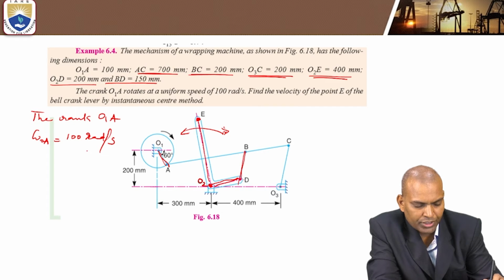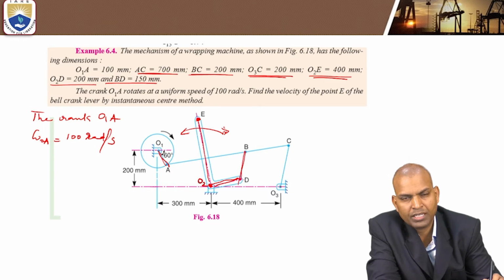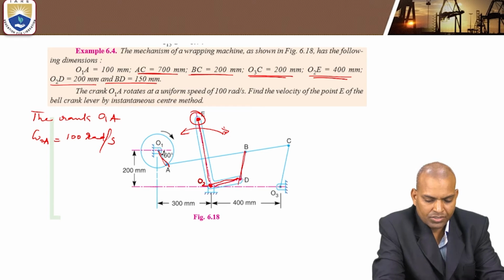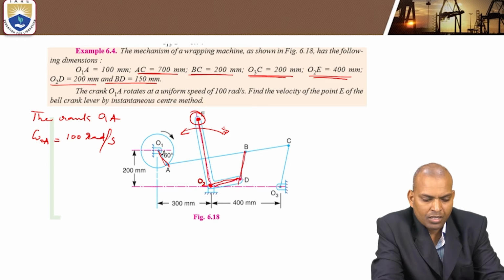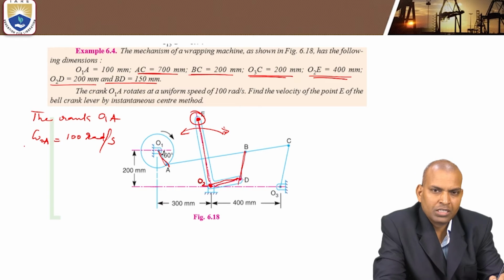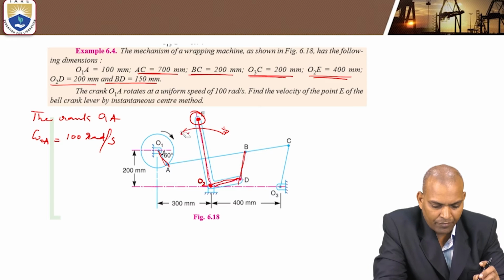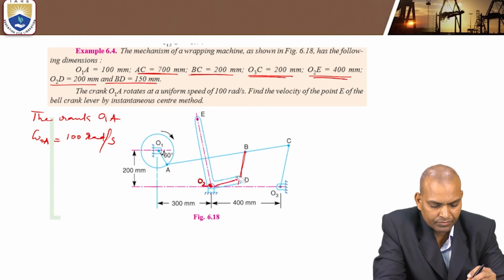First of all, how do we find out the velocity of the point E of a bell crank lever? They did not ask for the velocity of point D or point B or point C and point A. It is asked what is the velocity of point E. Which velocity, linear or angular? Yes, we have to find out the linear velocity. Whatever velocity it may be, you have to find it by using this I-center method. So before starting the problem, we have to find out the number of links of a mechanism.